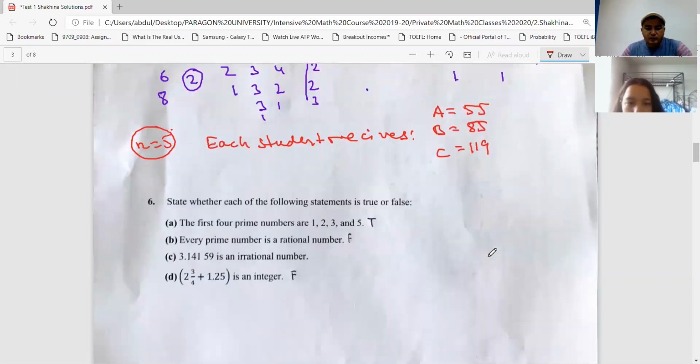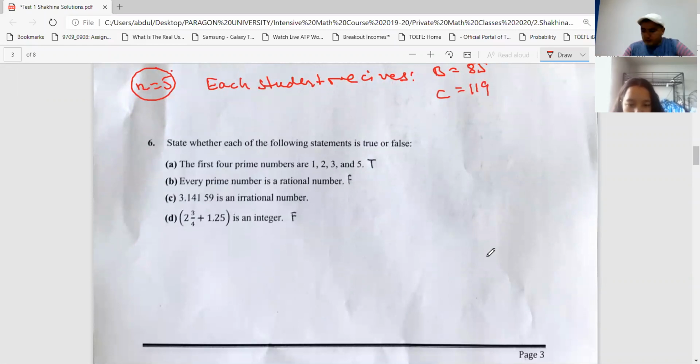All right, another question. Can you read the question? State whether each of the following statements is true or false. I'll read the first one. The first four prime numbers are 1, 2, 3, and 5. Is it true? Yes. Why? Because they can't be divided by any other number, unless themselves, and 1.